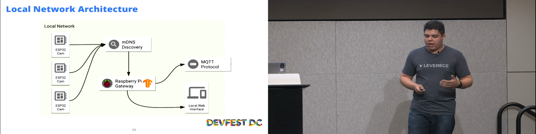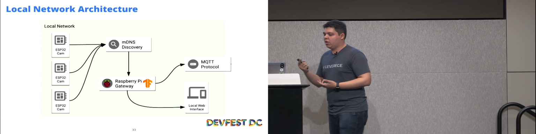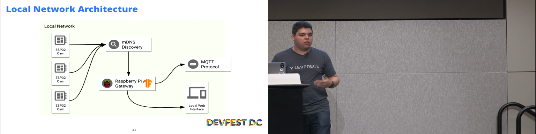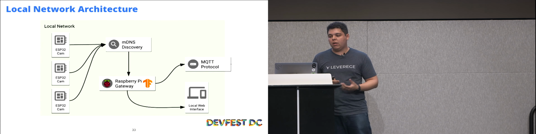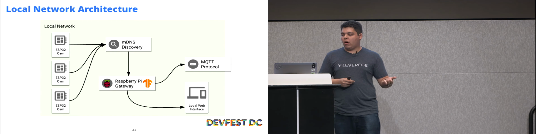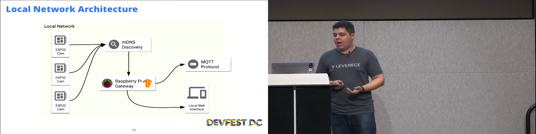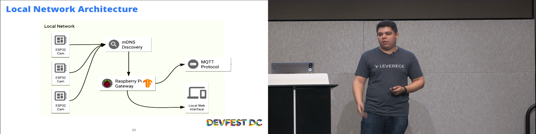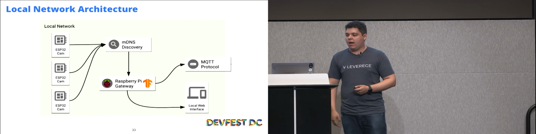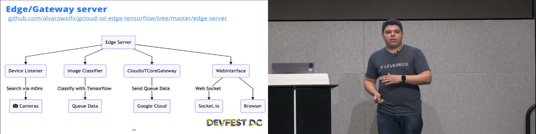Let's see again the architecture of the local gateway. The Raspberry Pi is going to search for the cameras using mDNS. It's going to find all the cameras available on the network, and then process those images using TensorFlow. It's also going to provide a local interface so we can see the images that are being classified. After that, we are going to send the data to the cloud using the MQTT protocol, which we are going to see later in the cloud architecture. Here's the breakdown of the classes that the gateway uses.